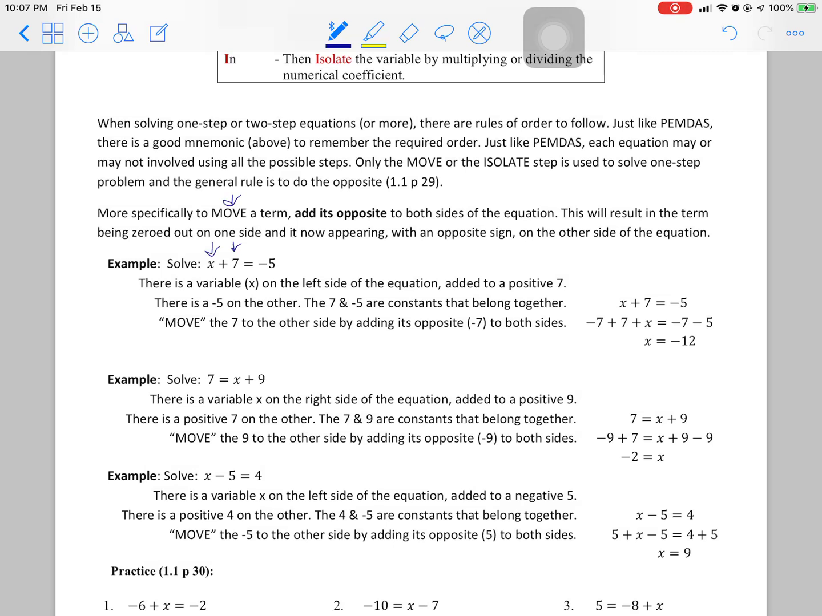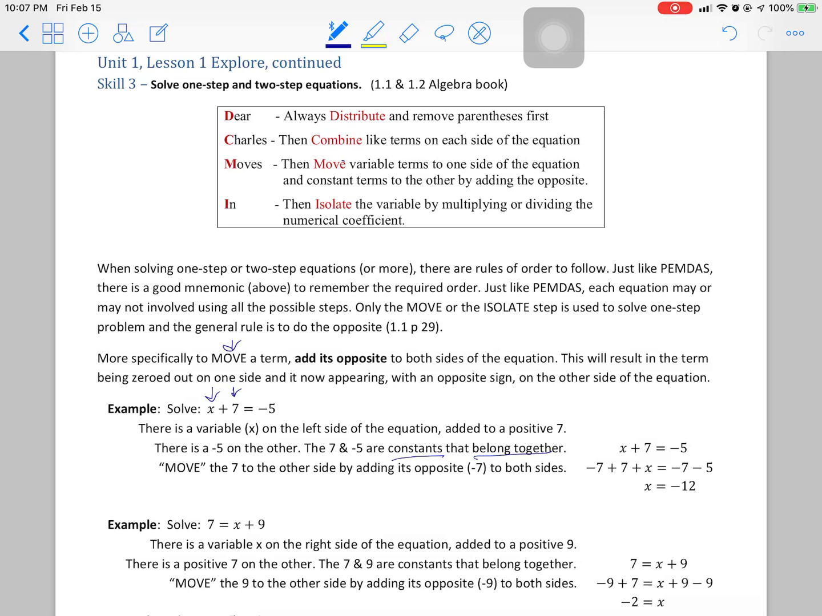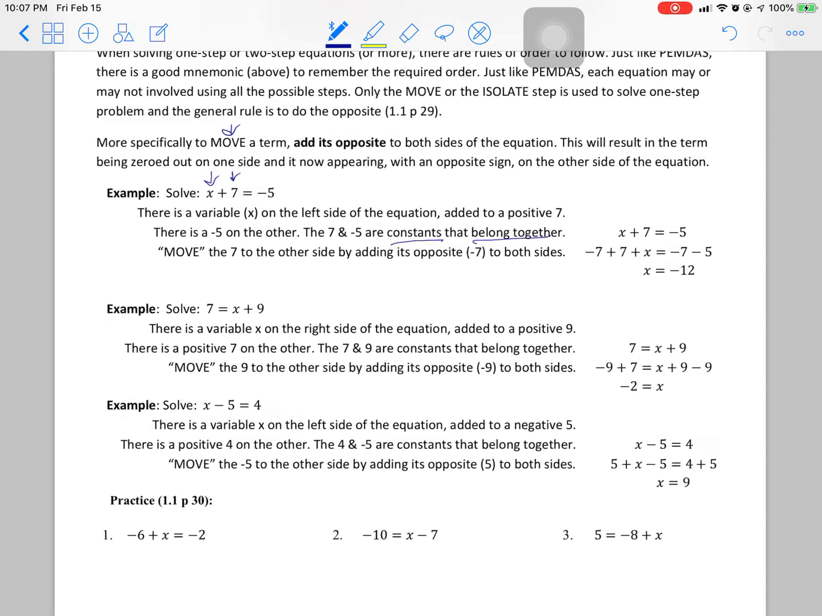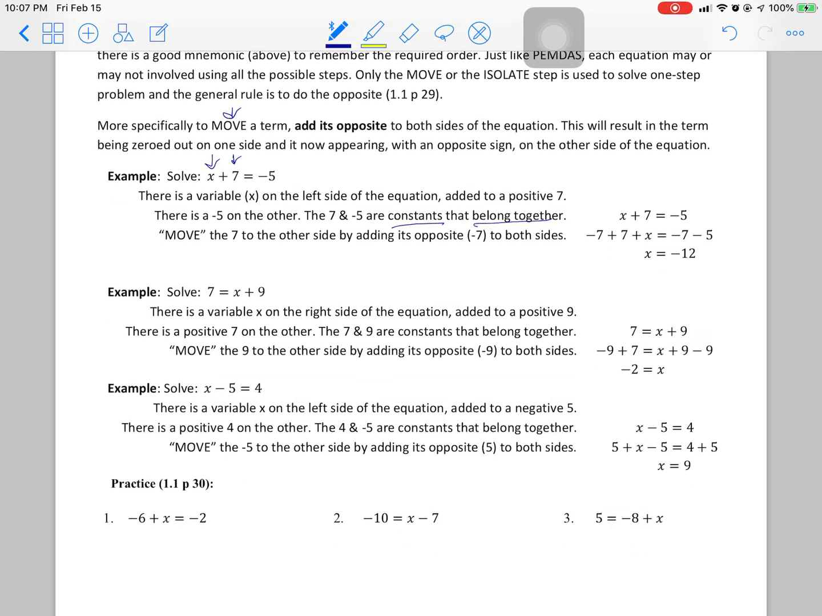So there's a negative 5 on the other side. 7 and negative 5 are constant terms. They belong together. We want to get them on the same side so we can combine them. Okay? So there's a special way to move them across the equal sign. The expression is to add its opposite. Okay? So if you are moving, what are we moving? We're moving the 7, right?